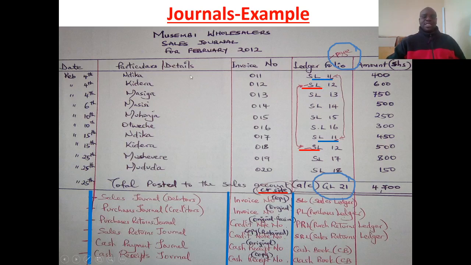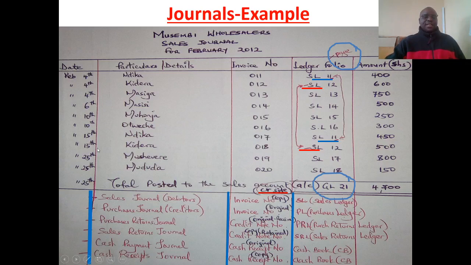So Ndika has a page in the sales ledger, page 11, Kidera, page 12, and Masiga, page 13. On 6th, Mosembi wholesalers sold goods worth 500 to Masisi and wrote him an invoice number 14 and opened a sales ledger page for Masisi, page 14. On 10th, Mosembi wholesalers sold goods worth 250 and 300 to Muhonja and Otwecha respectively, through invoice numbers 15 and 16, and occupying page 15 and 16 of the sales ledger.